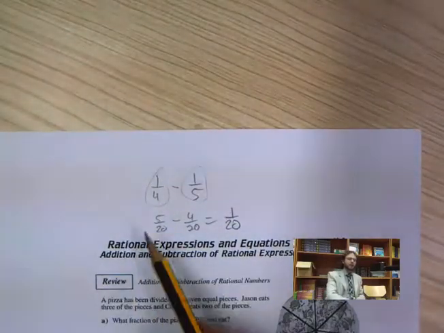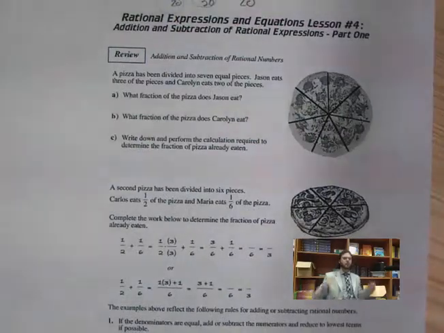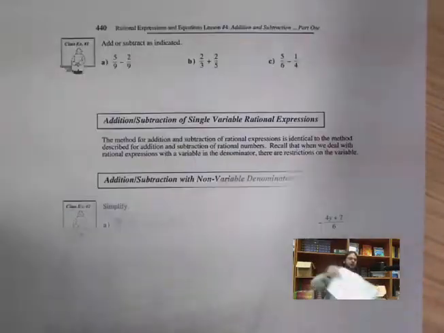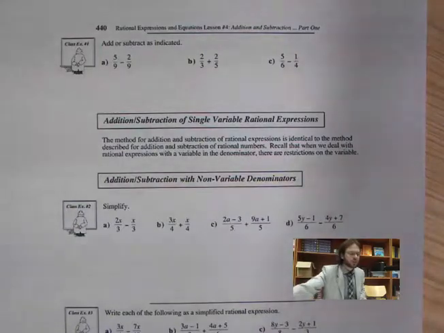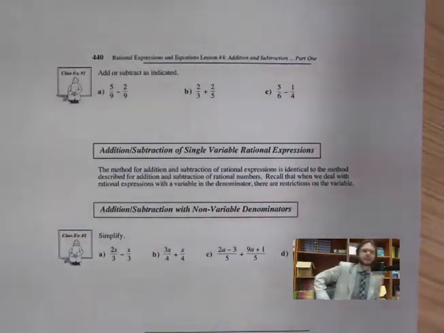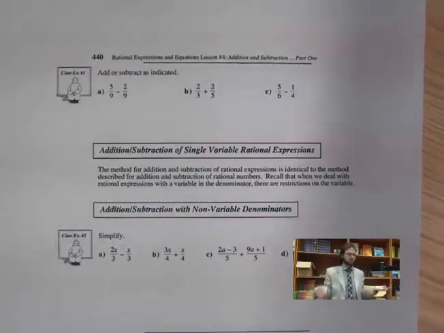Alright, so we have to make common denominators. Okay? Now, the same thing goes with rational equations. Now we just have fractions, except there's an x or a y or a z, some kind of variable in it. So it's essentially the same thing. So for a warm-up, all we're going to do is start by adding and subtracting these fractions.